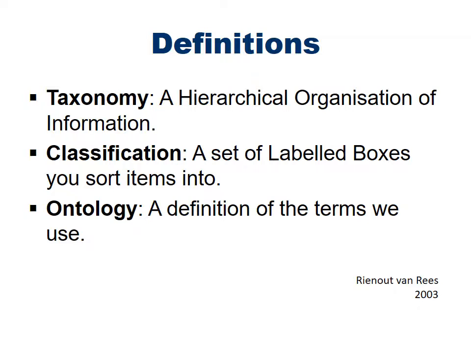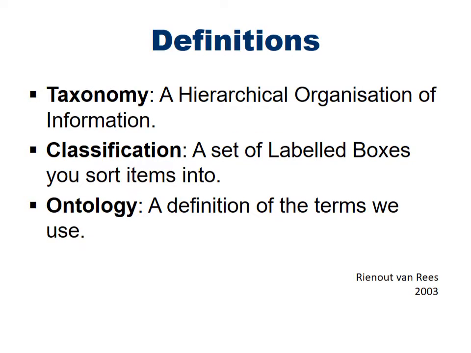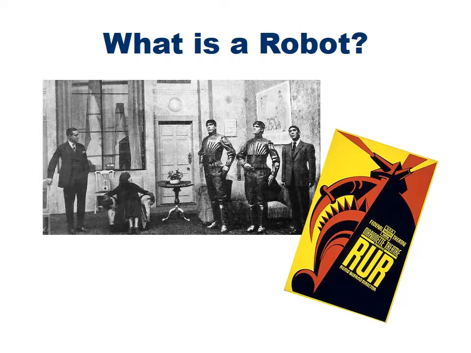An excellent paper by Van Ries explores various definitions, and we have adapted these from his work. Taxonomy refers to the structure, classification, the names of each node in the structure, and the ontology is a definition of those classifications. Before we define an educational robot, we need to start by defining a robot. This has proven especially difficult.